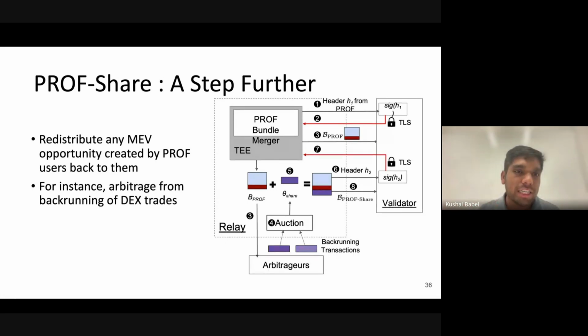If you go to the MEV share portal, you'll see that if you want to get higher inclusion for your transaction, by that I mean attract more backrunners for your transaction, you have to leak more hints about your transaction. So there's a trade-off there.